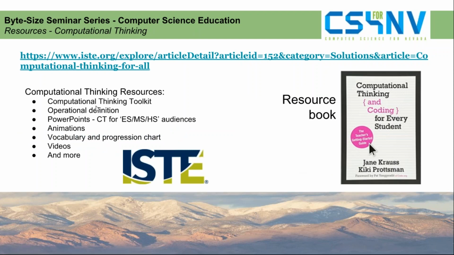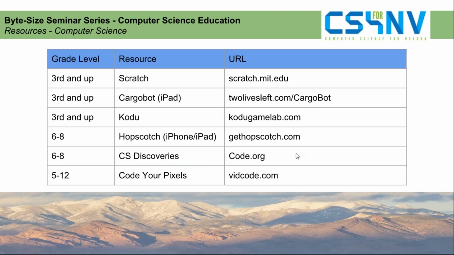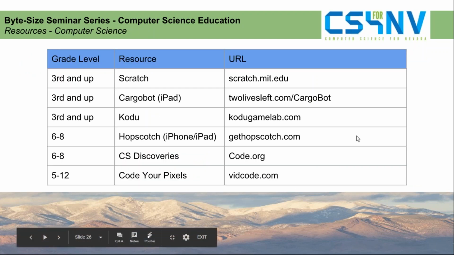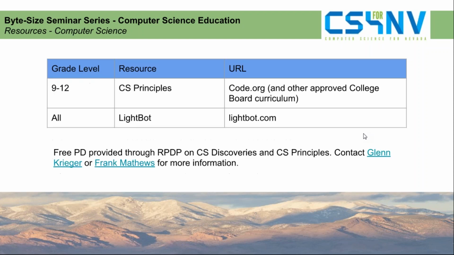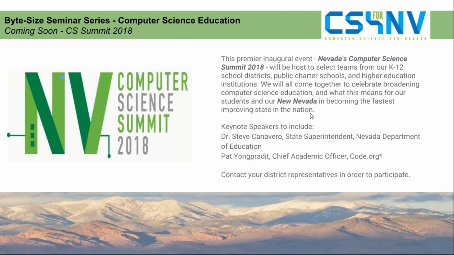ISTE is a great resource with the computational thinking as you incorporate that into your half-credit course. And this resource book is also a wonderful way to get you started if you're so inclined and need some extra resources. All right, and then I also have some different things that you can do with the students. They're not curriculum with the exception of Discoveries, but a lot of them are some fun things to get them started with coding and so forth. All right. Also, one last thing, we've got the Nevada Computer Science Summit that's coming up.